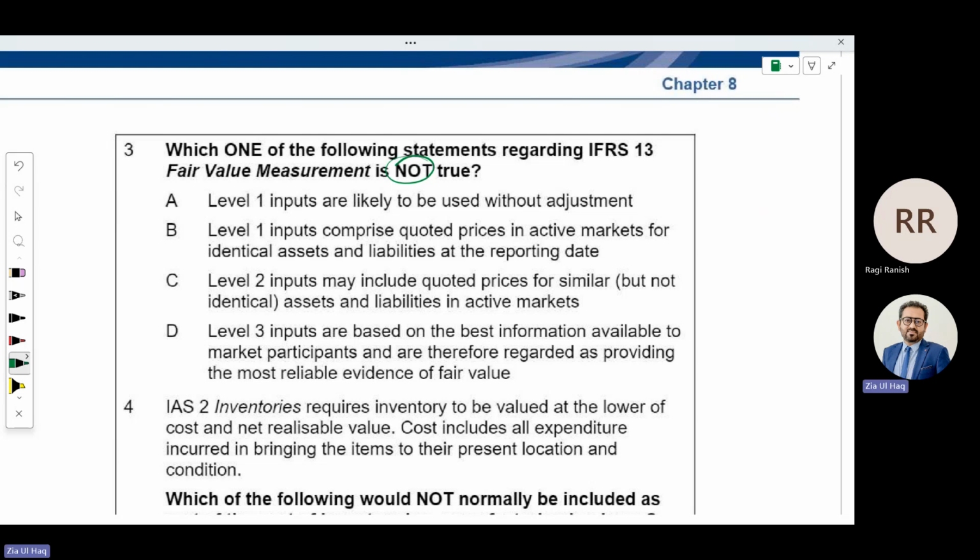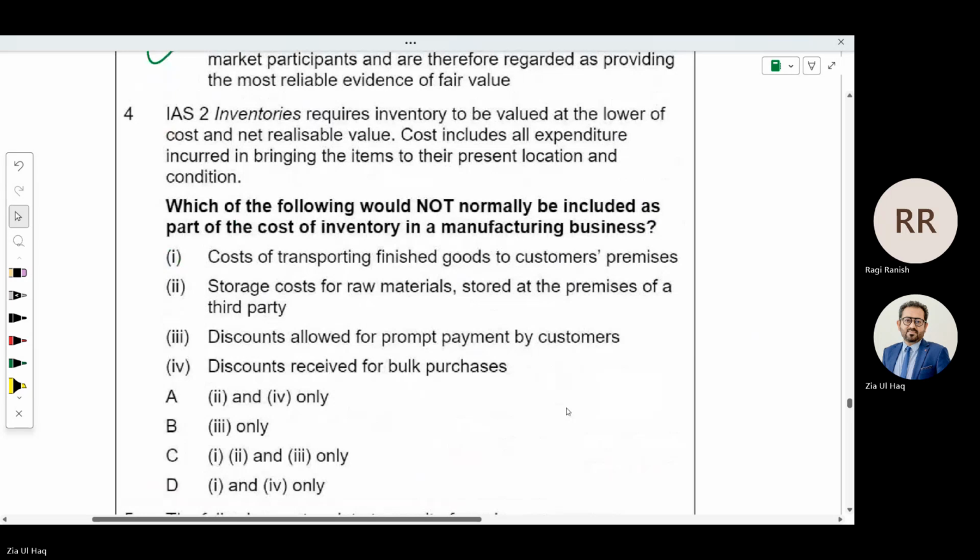Then what is left? D. Level 3 inputs are based on the best information available to market participants and are therefore regarded as providing the most reliable, no, remotely reliable. Number 4.